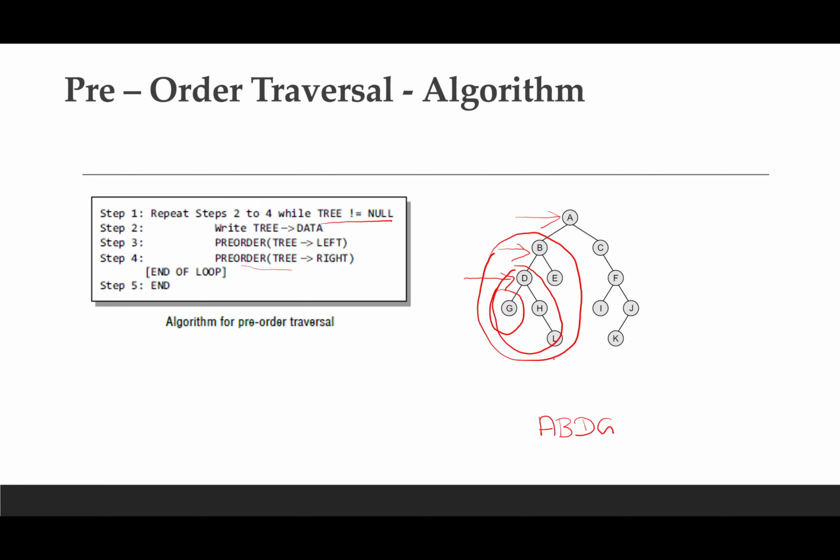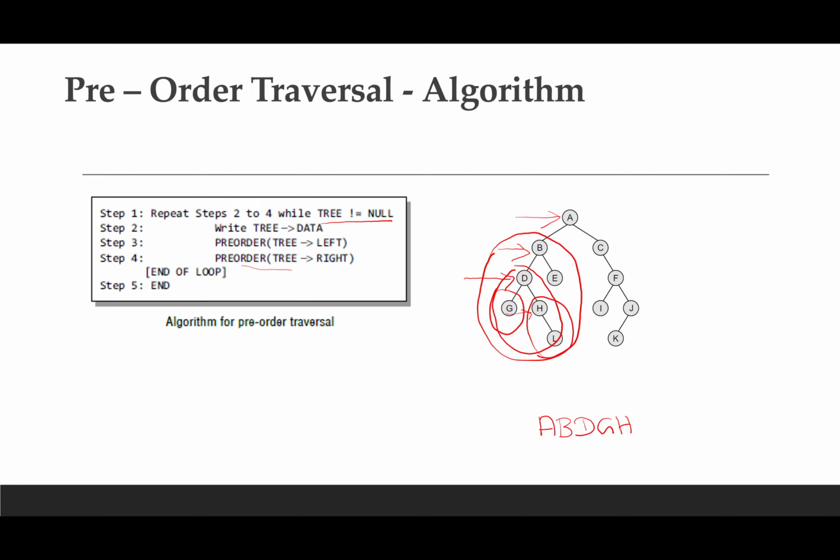Okay, so it will take D, and what is the right? It will call the right function, preorder tree right. So here H and L. Now we have to check the condition. The condition is not equal to null. It is true. It will write tree data, which is H. It will write H.